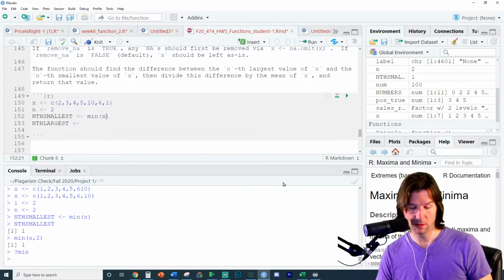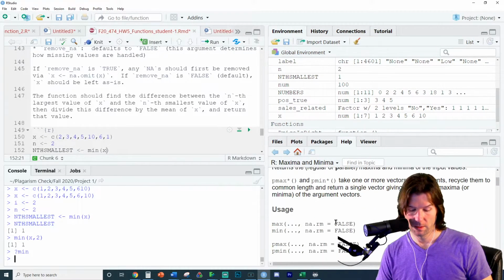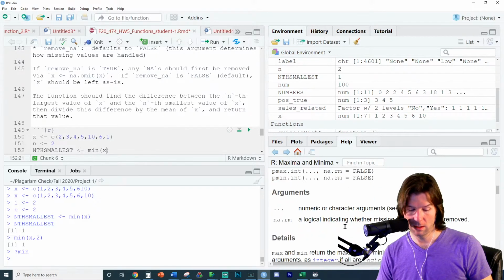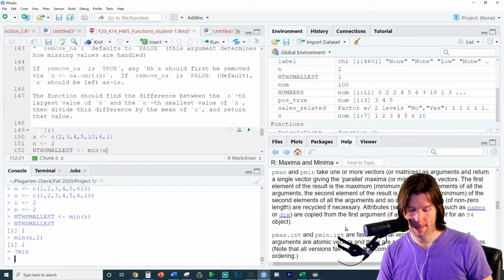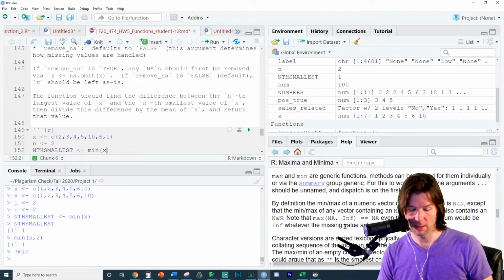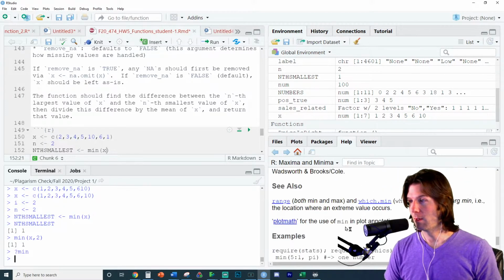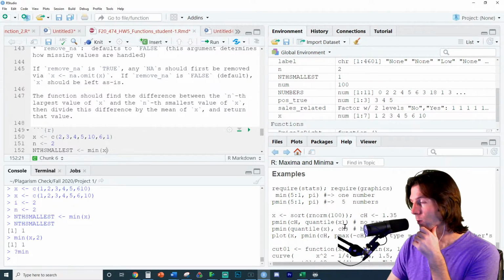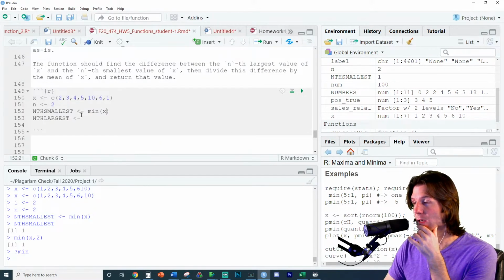We don't want the smallest. We want the nth smallest. I don't think we can get the nth using min. If there is a way, I'd like to know, but I don't know of that way. So what is another way to get the nth smallest? If you look at this vector, the nth just means like the second smallest. What is the second smallest number?